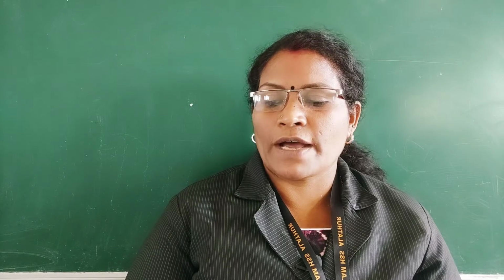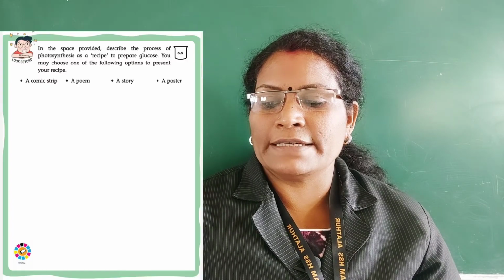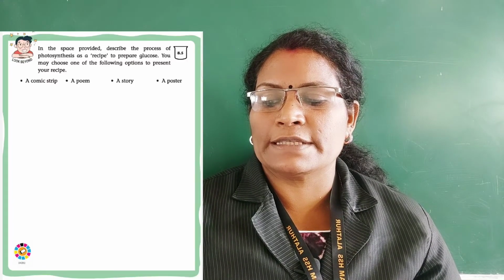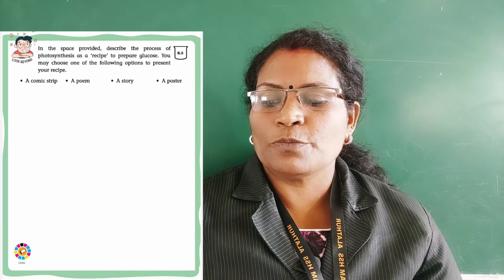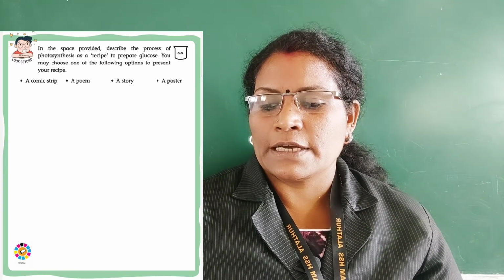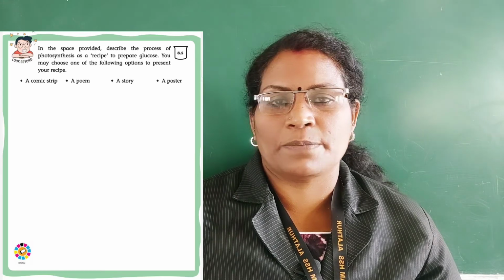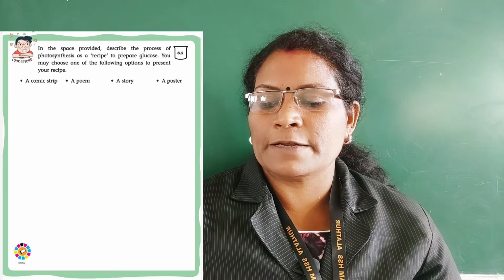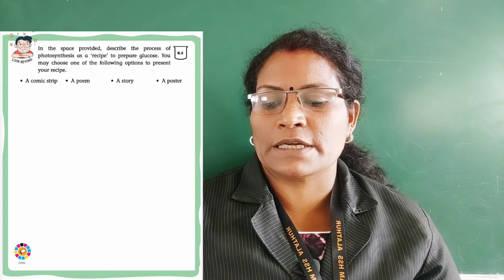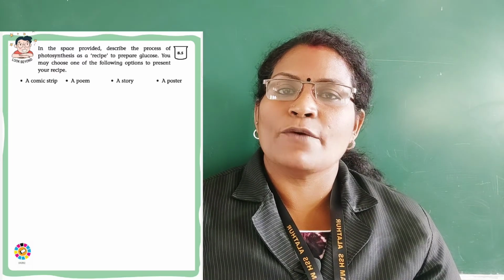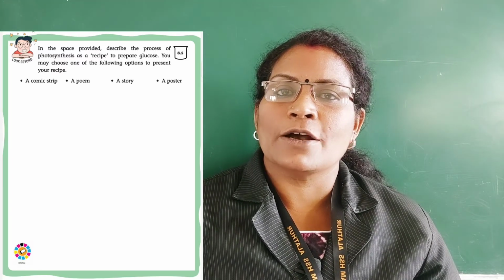Next activity, that is 8.5. In the space provided, describe the process of photosynthesis as a recipe to prepare glucose. You may choose one of the following options to present your recipe. Here: comic strip, poem, story, poster. Do this as a fun activity, as home fun.